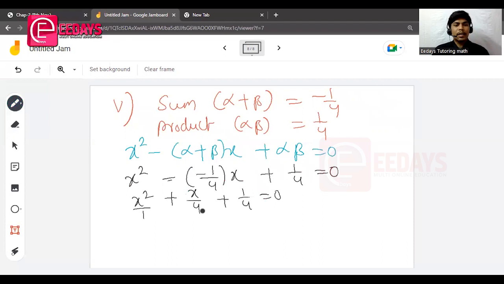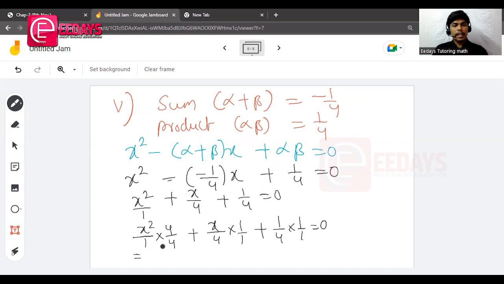Now that's your part. Here the denominator is 4 and 4, but here the denominator is not 4, so you should equate it to 4. How? Just now we discussed LCM. So x square by 1, multiply with 4 in both numerator and denominator. For x, 4 is already there, so we just multiply 1 by 1, and already 4 is there.